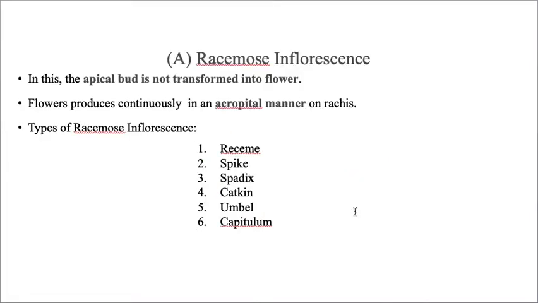Now let us take the first one, racemose inflorescence. Racemose inflorescence basically means the apical bud does not transform into a flower, whereas flowers are produced continuously in an acropetal manner on the rachis. That is called racemose inflorescence. And this racemose inflorescence is again divided into six types. The first one is raceme, second spike, third spadix, fourth catkin, fifth umbel, and sixth capitulum. Now let us take one after another, then you will understand clearly.